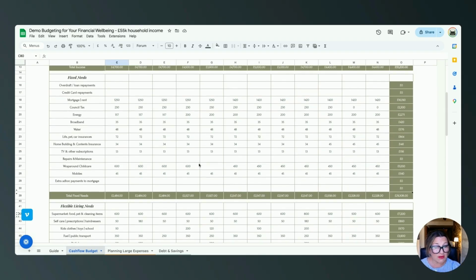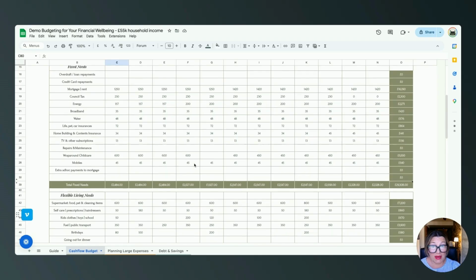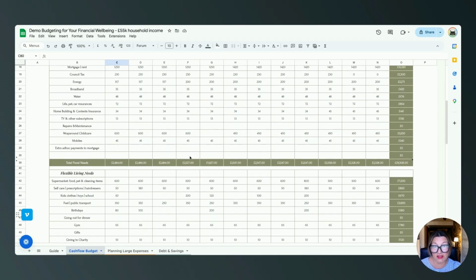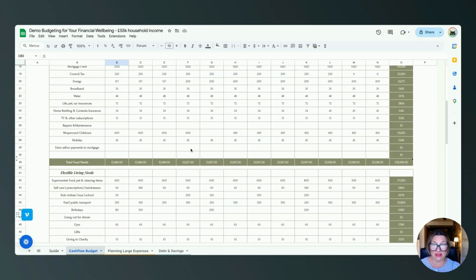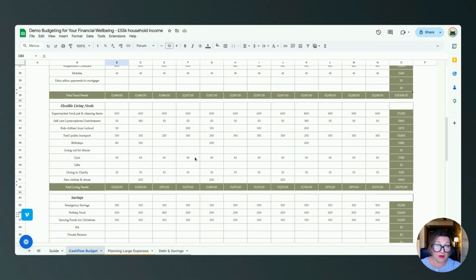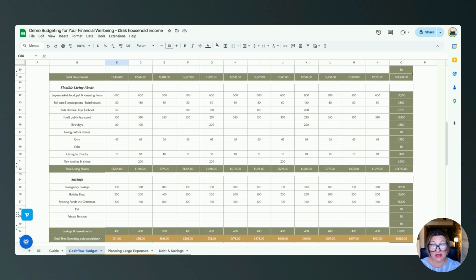So let's have a look. You've got wraparound childcare you may or may not be paying for. You may have two lots of this to pay out for. You may have one child in nursery, one at school. There's a whole different selection of things going on for everybody here. So don't get too hung up on the numbers themselves, but this is just to show you how a layout can make a really big difference to how you manage your money.